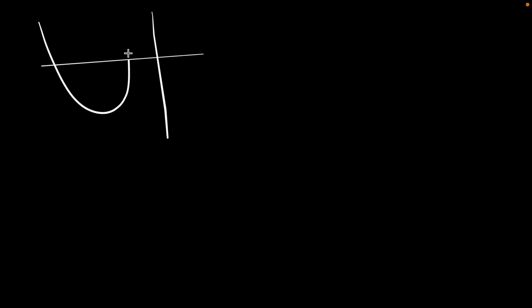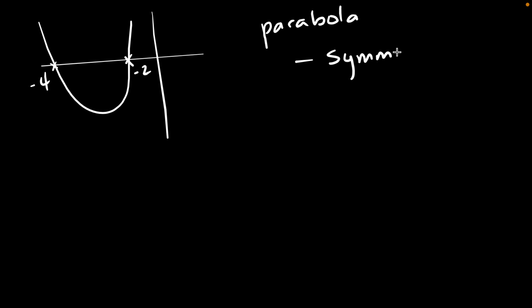And I'm sketching again, right? This is -2. This is -4. One of the things that you need to know about a parabola is that they are symmetrical, right? They have what we call an axis of symmetry. So you can literally split them in half with a line, right? That's what symmetrical means, right? And this line should be between the two turning points.